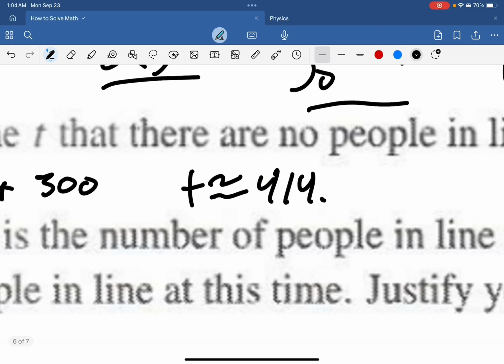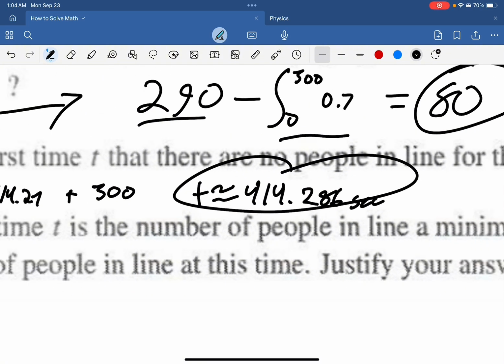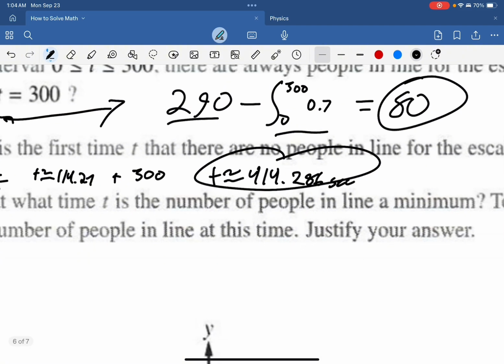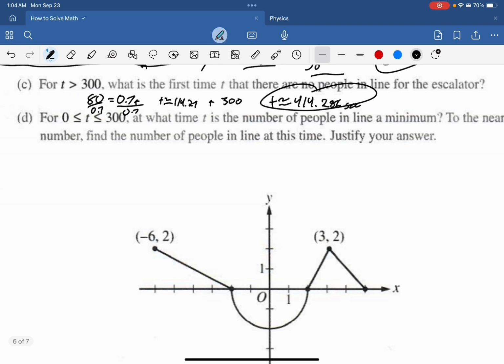And now you can round to 3 decimal places, 0.286 seconds. So there you go, that's your answer. And if you want to prove it, you can take the integral from 300 to 414.286, and you should get a number around 80, or very close to 80. And if you plug in the actual number you got, you'll get 80.